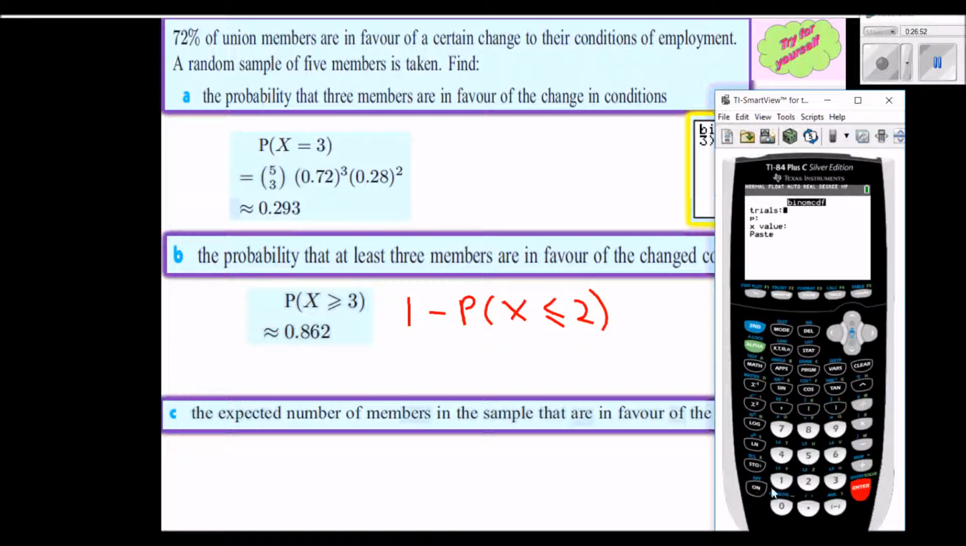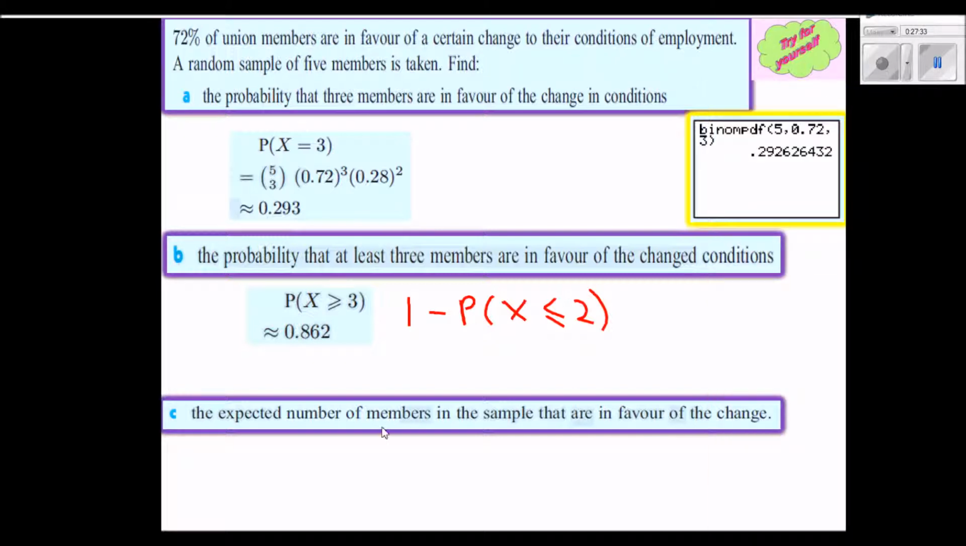Trials is 5. Probability of success is still 0.72. The x value in the uppercase is going to be 2. Paste, what do you get? 0.137. So 1 minus that answer equals this amount here. So notice, you use 1 minus the probability. If you want x is greater than or equal to 3, use 1 minus the probability x is less than or equal to 2, because our calculator only finds it in the form of x is less than or equal to something. So that makes sense.